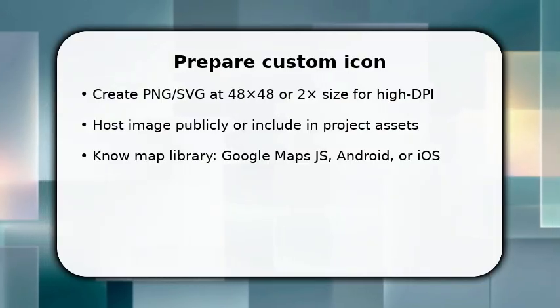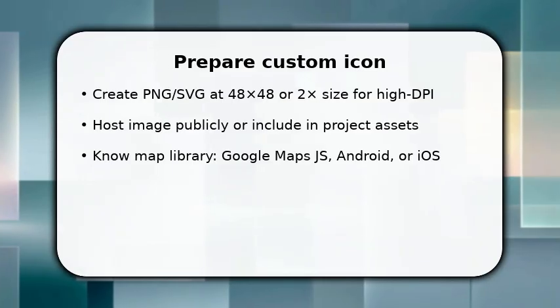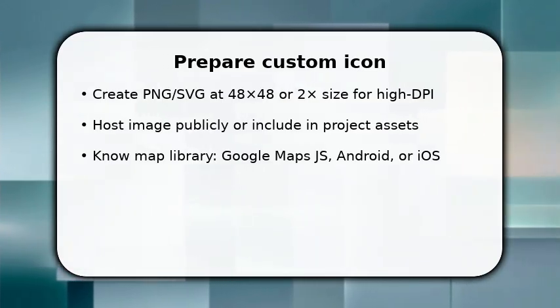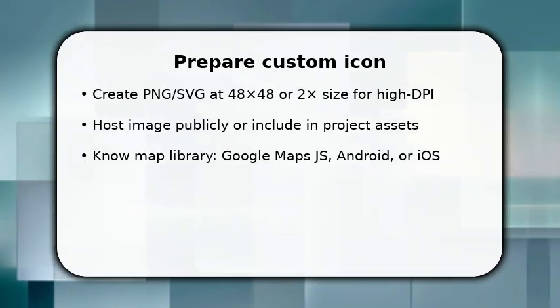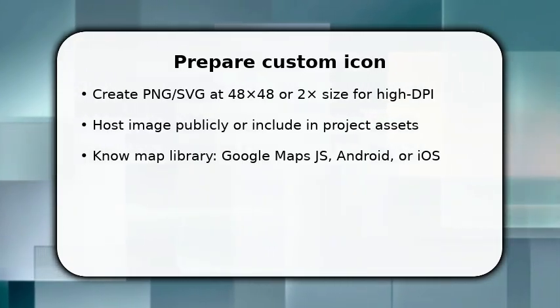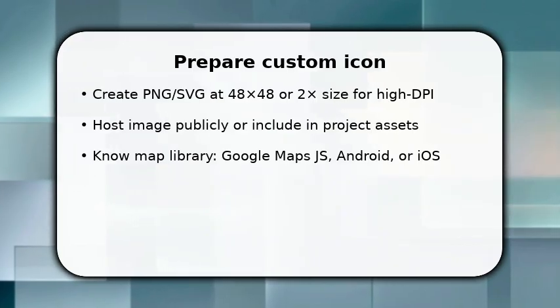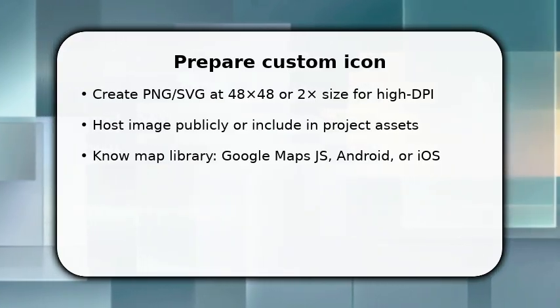You start by preparing a properly sized icon and placing it where the map code can fetch it. Export a PNG or SVG at 48x48 and optionally provide a double-size asset for Retina. Once done, add the file to your web folder or upload to your CDN.